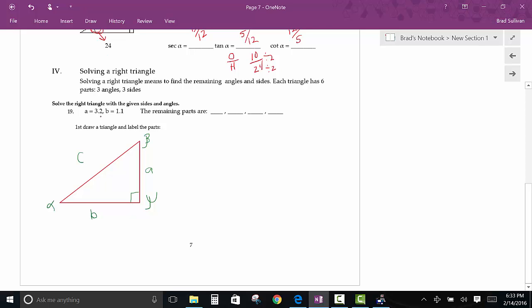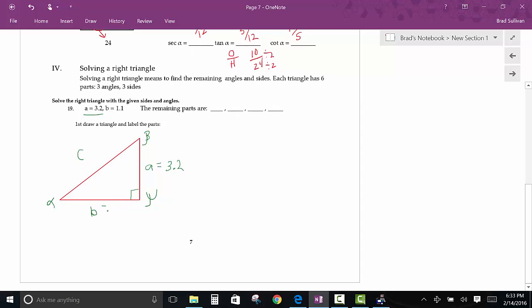So let's write down what I gave you. In this particular problem, I gave you that side a is equal to 3.2, and I gave you that side b is 1.1. What we're going to do is find all of the remaining parts of this triangle. So we've got 3 things we have to find. We have to find the value of c, and the values of angle alpha and beta. In a sense, you've been given 3 parts of the triangle because you know it's a right triangle. So we're going to focus on getting the values of those 3 leftover parts of the triangle. Let's discuss how you would do this.